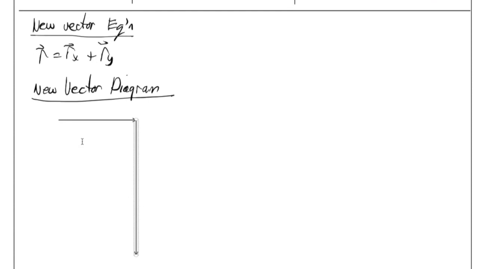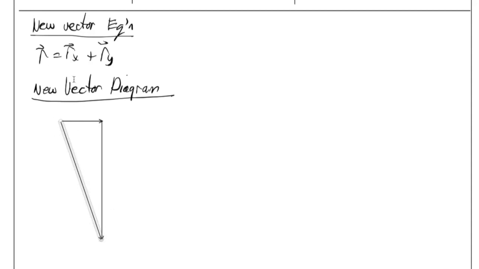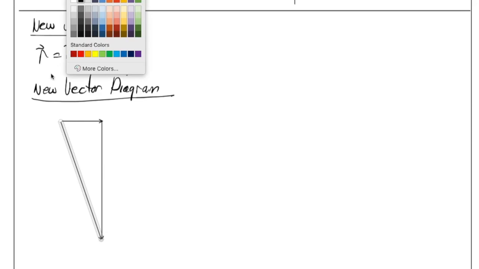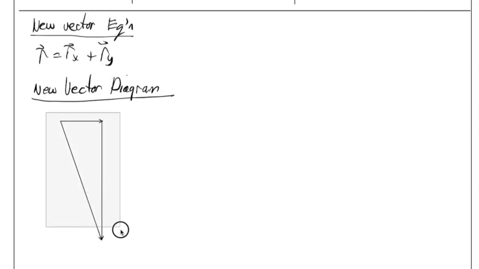Now the y component is bigger than the x, so I'm going to actually shorten my x component a little bit. There we go. More like that. Okay, and then our resultant is going to be that. Actually, they're all part of the resultant, so I'm going to color this all red. You don't have to do that, but I think it looks cooler.